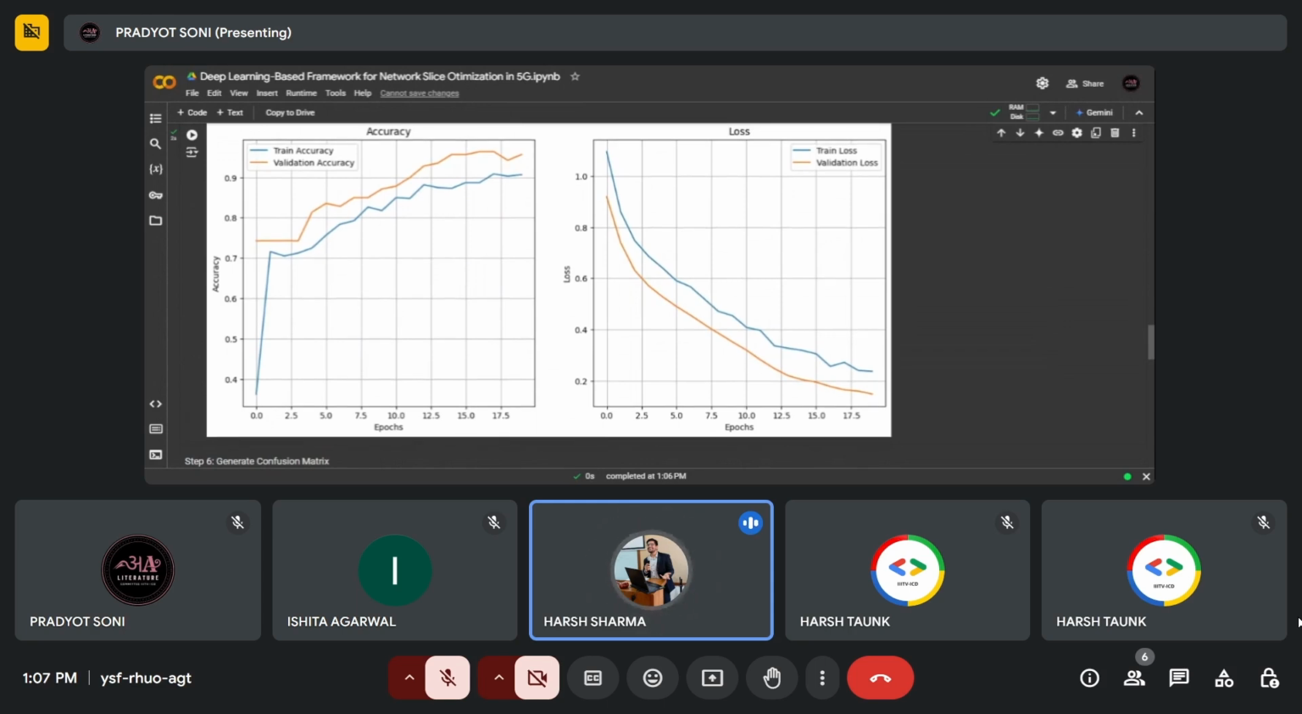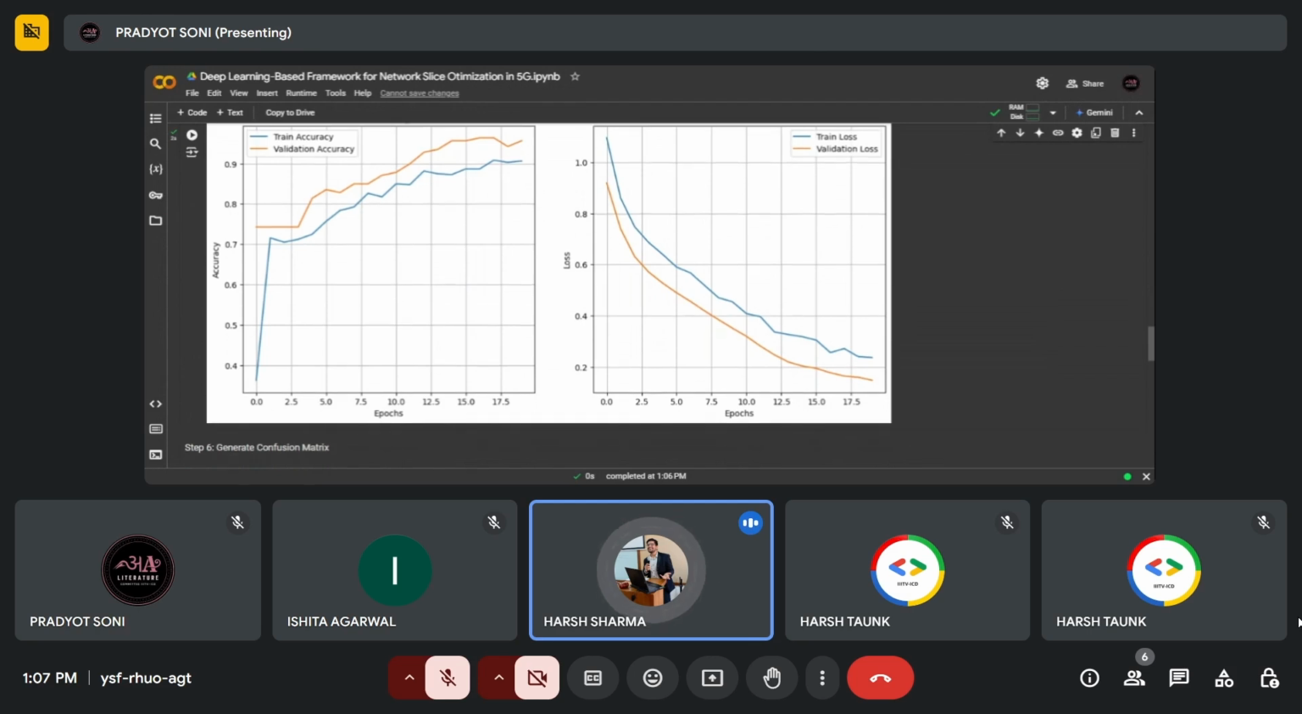On the right, the loss plot tracks training loss in blue and validation loss in orange. Both consistently decrease, showing the model's error reduces as it learns. The validation loss staying lower than training loss hints at strong performance without overfitting. Overall, these plots demonstrate that the model was trained effectively. It achieved a higher validation accuracy while maintaining steadily decreasing loss, which suggests the model is neither underfitting nor overfitting.